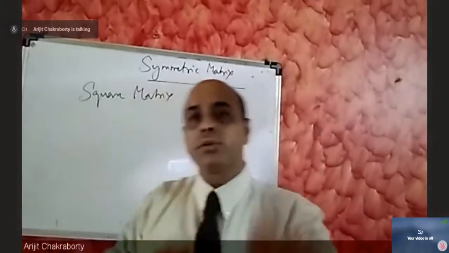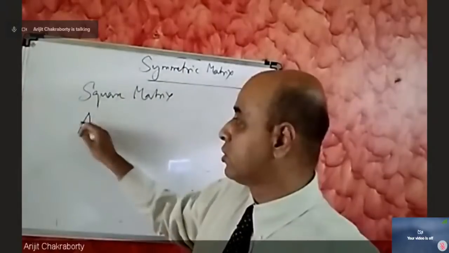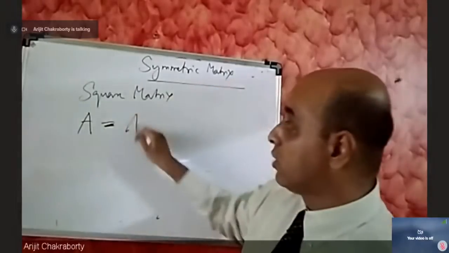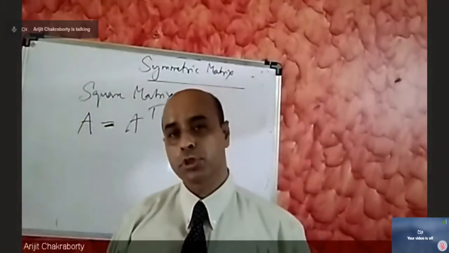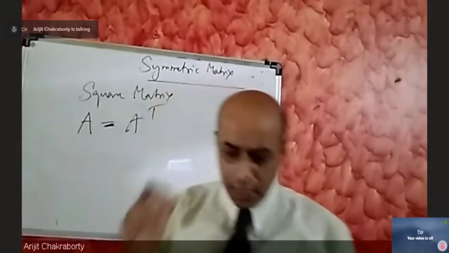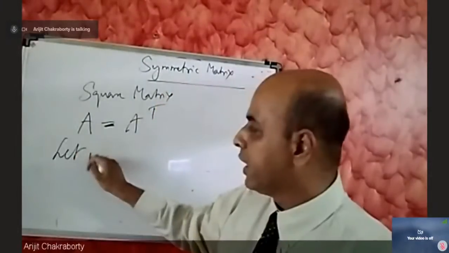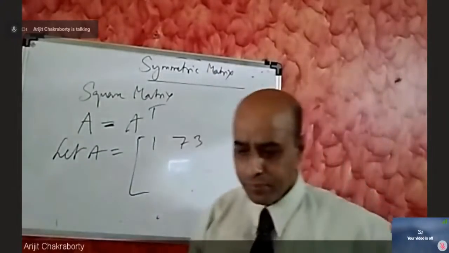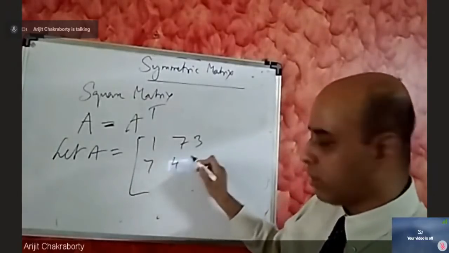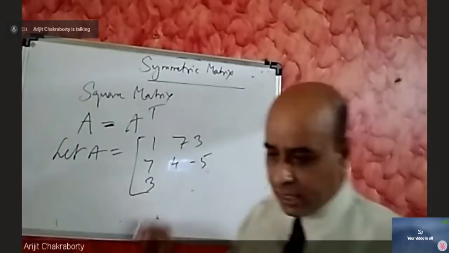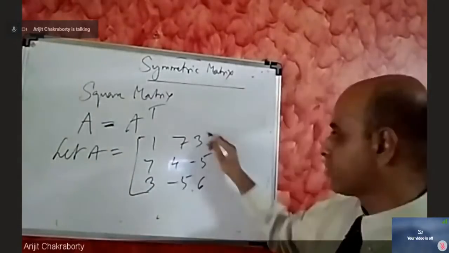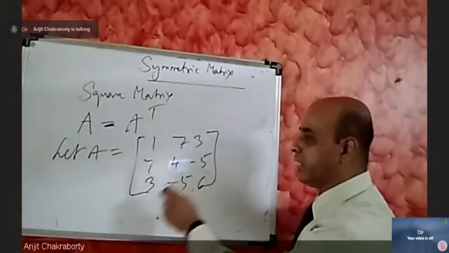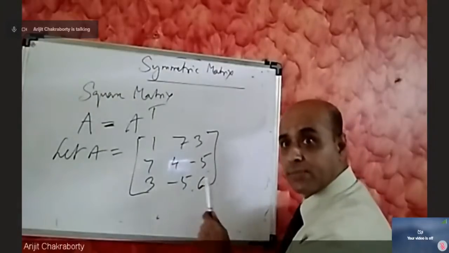which is equal to the transpose, right? So if the matrix is denoted by A, then A will be a symmetric matrix if A is equal to A transpose. We already discussed what is transpose. I am taking an example. Let matrix A be equal to 1, 7, 3, 7, 4, minus 5, 3, minus 5, 6.